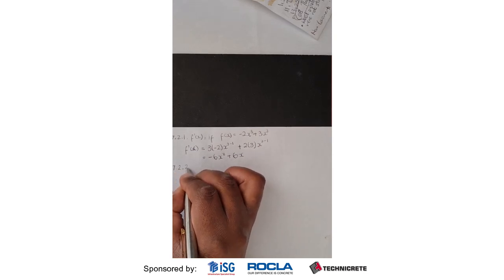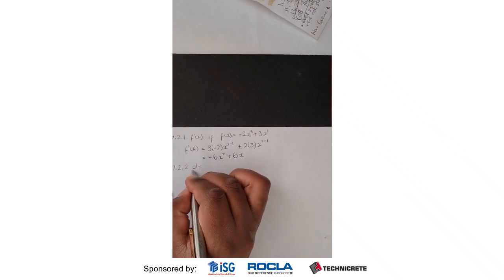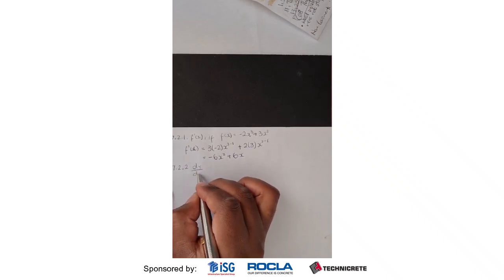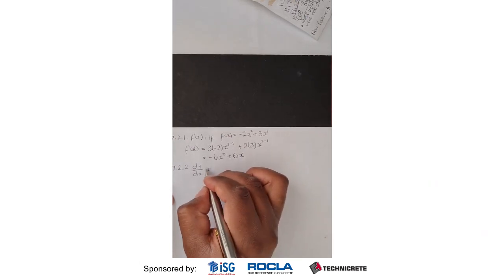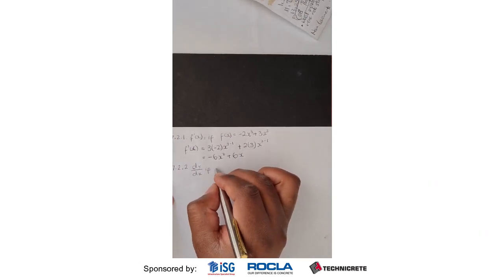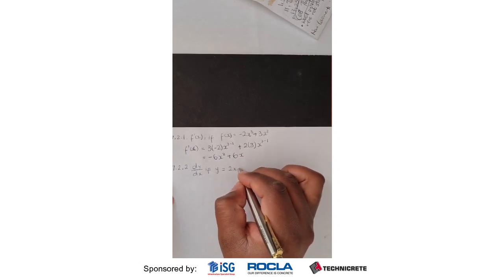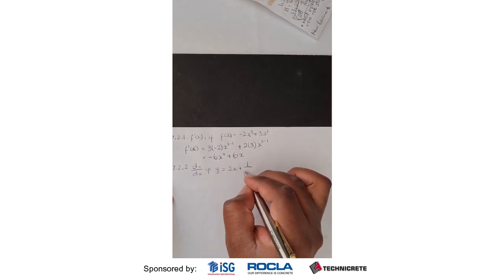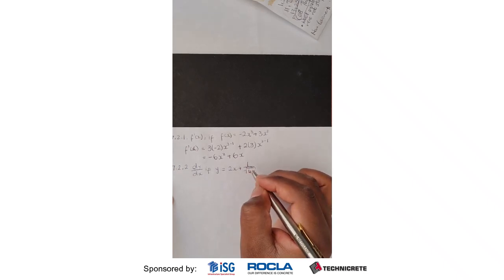7.2.2, they say determine the differential of y in relation to the differential of x, if our y equals 2x plus 1 over the root of 4x.